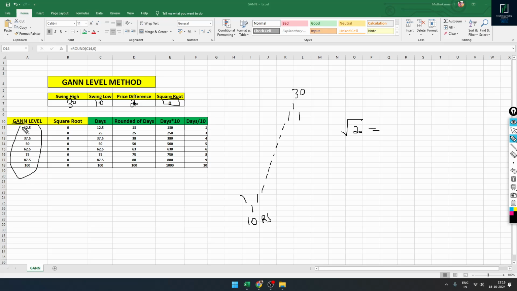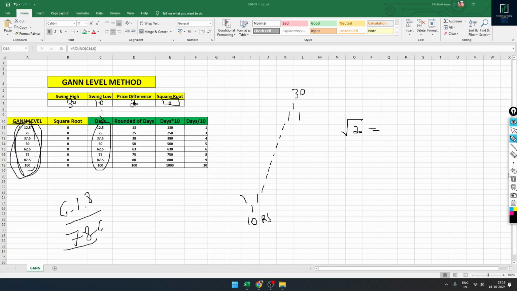Now, you can consider Gann levels something like Fibonacci levels. 50% is not a Fibonacci level, but you can say 61.8, 78.6. They are Fibonacci levels, right? Similar to that, there are Gann levels. So we are going to multiply with the Gann levels. Once we multiply, we will get the dates. So these dates are important. You can call them dates, or you can call them candles.